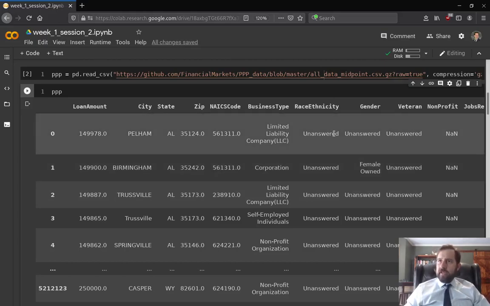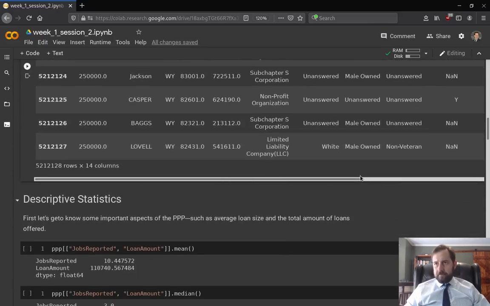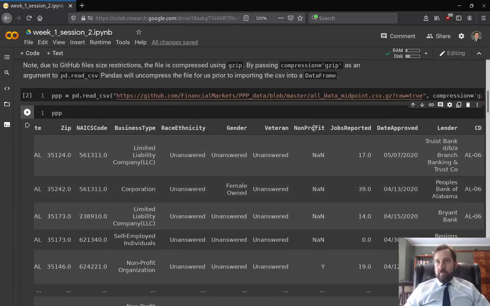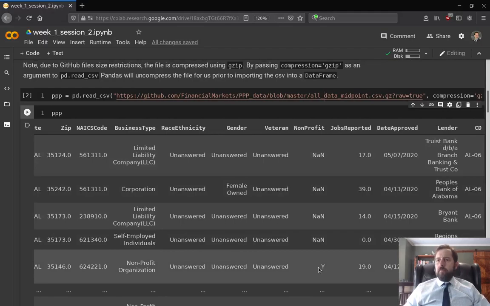We have race, ethnicity, gender, and veteran. Although what you've seen here is these were obviously not required to be answered, so a lot of these are blank. We have a lot of unanswered there. However, that's in our data set. We also have whether it's a nonprofit. And again, we have a lot of not a numbers.